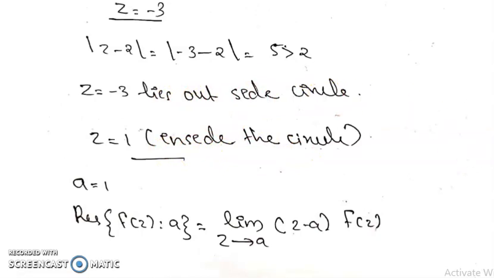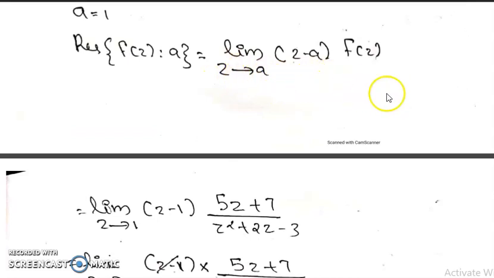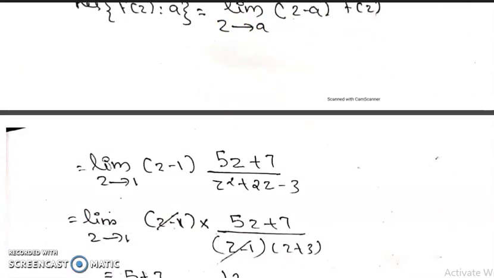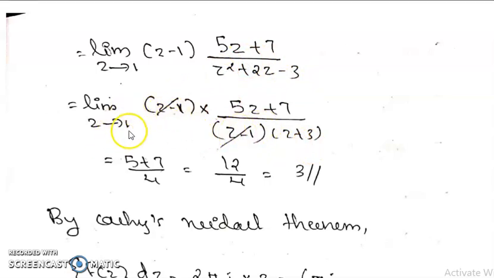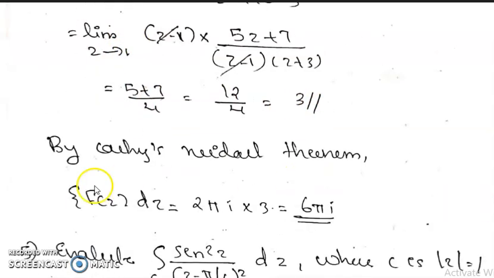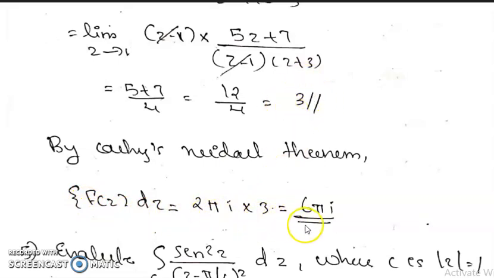So only for the inside point, since it is a simple pole, you can find the residue using the formula familiar to you. Here the denominator splits into (z - 1) into (z + 3). Z minus 1 will be eliminated. Then limit z tends to 1, you get the value as 3. Then by Cauchy residue theorem, integral of f of z dz is 2 pi i times the sum of residues. Only one residue is here, 3. So the answer is 6 pi i.